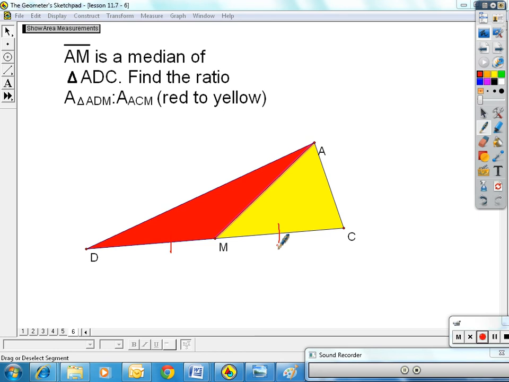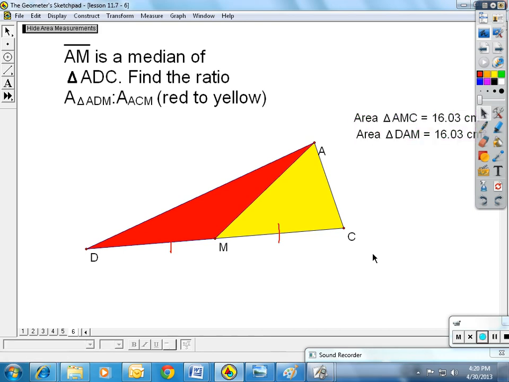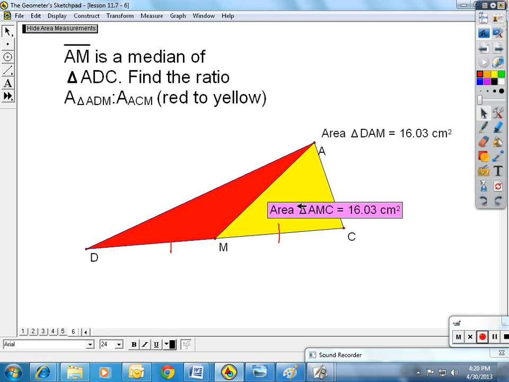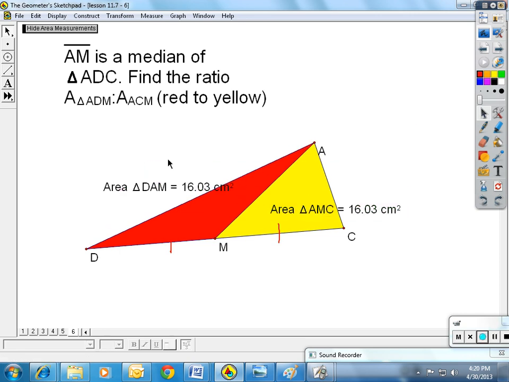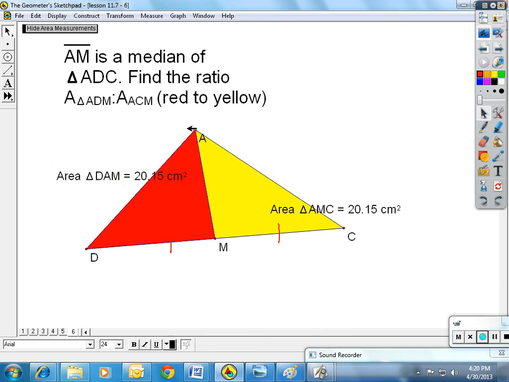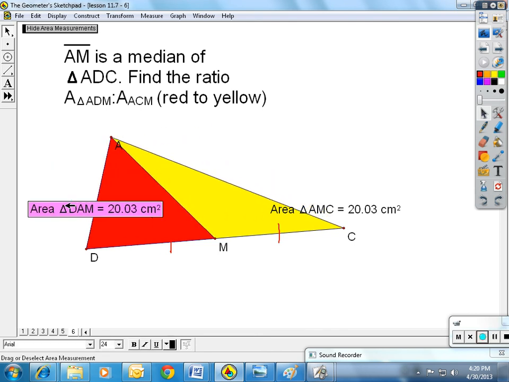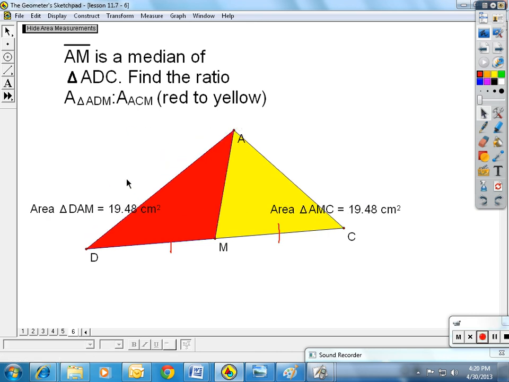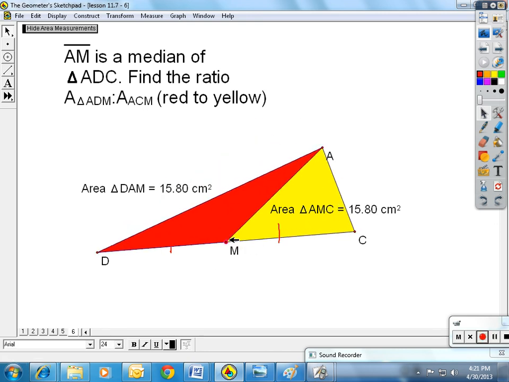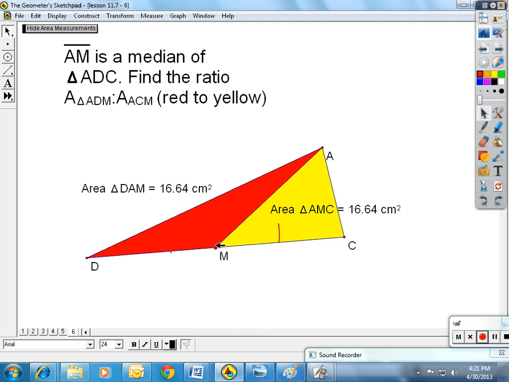What is the ratio of yellow to red? I want you to just look at these measurements. AMC, that's yellow area. This is red area. Notice that those areas are the same. Let me play with this triangle. What do you notice? Those areas are always the same. Strange. That means the ratio is going to be 1. Red to yellow is 1 to 1. It doesn't matter what triangle. What's the constraint? That's got to be a median right there.